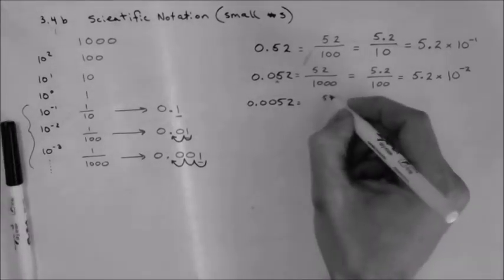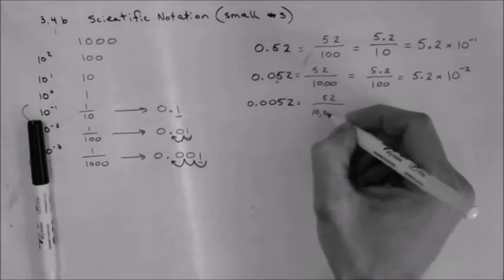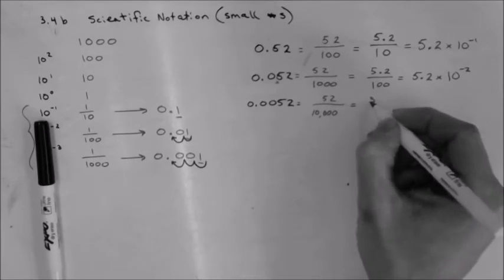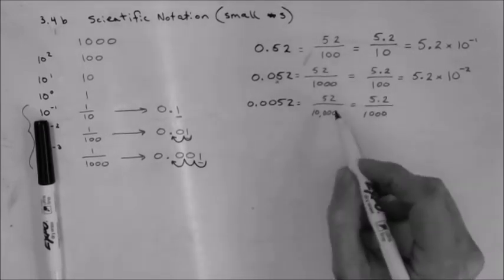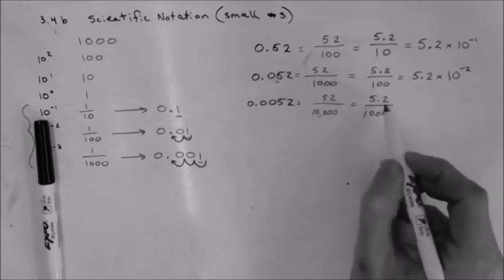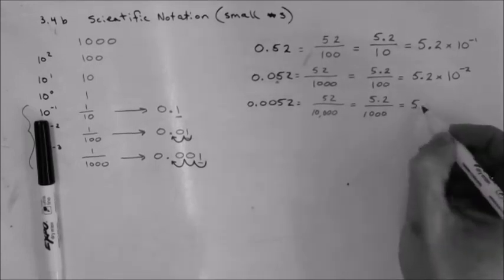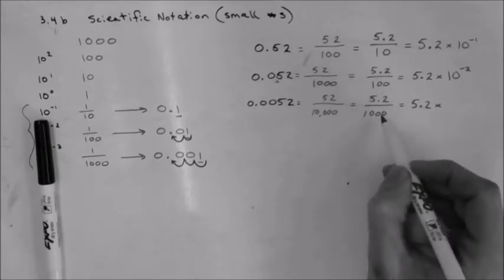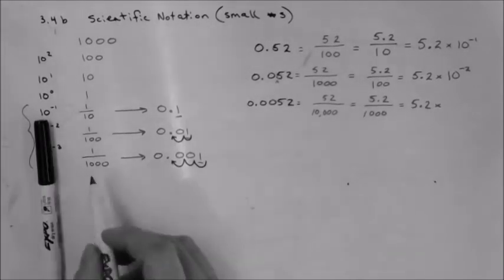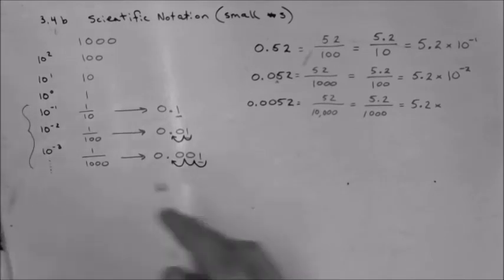0.0052. This is 52 ten thousandths, which is 5.2 one thousandths, right? Dividing top and bottom by 10 to get an equivalent fraction, which in scientific notation is 5.2 times 1 over 1,000, and 1 over 1,000 is 10 to the power of negative 3.